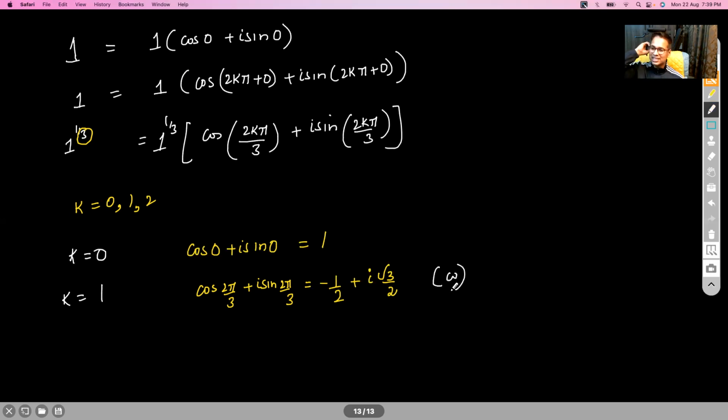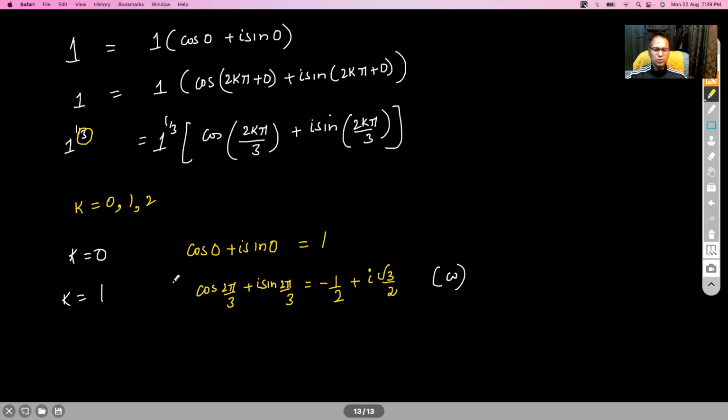Commonly called means it's not like every time you see an omega, that means it is minus half plus I root 3 by 2. No, not like that. Normally we call it omega, but omega could be used as a Greek symbol to represent any other thing also. Okay.